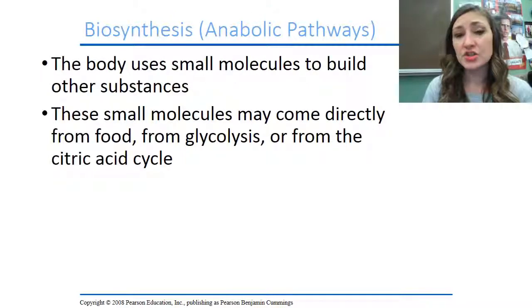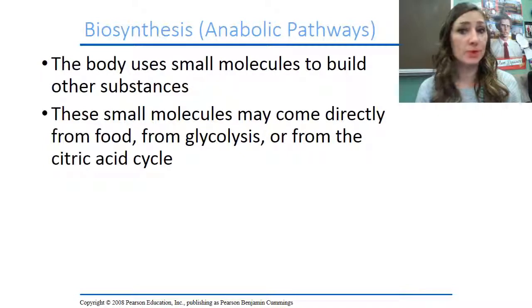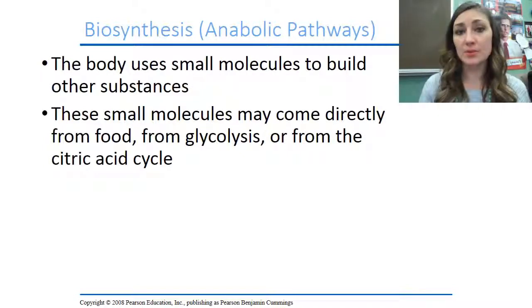As we briefly mentioned, your body does need to make larger molecules by using smaller molecules to do so, and we call these anabolic pathways or biosynthetic pathways. And so the small molecules can come directly from food, they can come from glycolysis, they can come from the citric acid cycle, and then we can piece those together to form larger molecules.